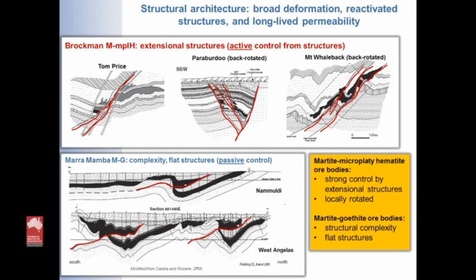But the structures can also have a passive role. So in the case of the Marra Mamba example, we have the early duplication of the BIF, but these can be a more passive control in that near surface fluids can just percolate downwards and react with the BIF.